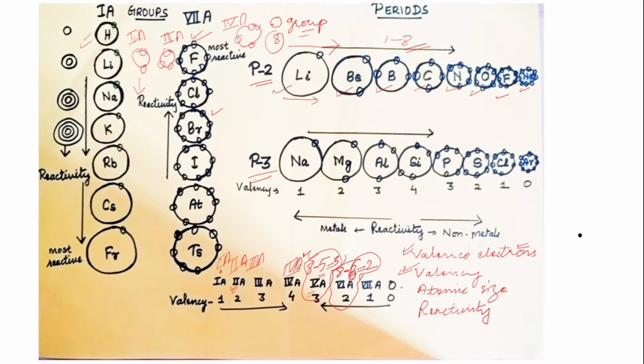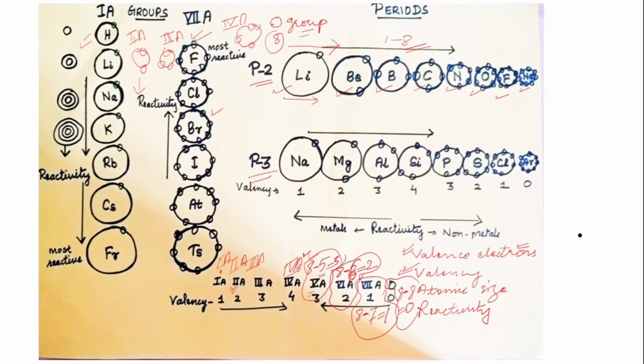Okay. Similarly, for 7A, how do you find valency? 8 minus 7 equals 1. So for 7A elements, valency is 1. For group 0 elements, valency is 0 because it is 8 minus 8, which equals 0. For group 0 elements, valency is 0.